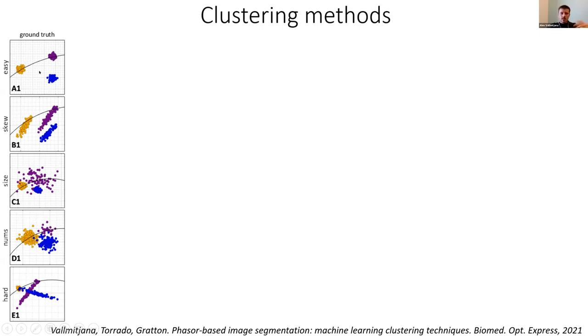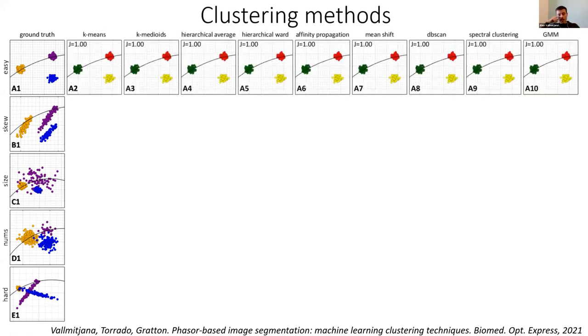Clearly, this is an easy case, where clusters are isolated. We call this the skewed case, so they are extended in some direction. Testing the size of the clusters, testing the number of elements in each cluster, so there are a lot of points here and not very many in this one. And then a hard problem in which data is crossed over. We prepared all these ground truths to test the different algorithms that are available in the literature.